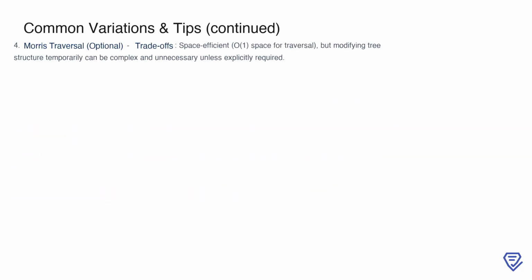Finally, there's the Morris traversal approach, which is an advanced technique that uses O(1) space for traversal by temporarily modifying the tree structure. While this method is space efficient, it can be tricky to implement and unnecessary unless specifically required by the problem. For most scenarios, the other methods we've discussed, recursive or iterative DFS and BFS, are more straightforward and sufficient. Morris traversal is worth exploring if you're looking to expand your toolkit, but it's important to weigh its complexity against its benefits for this particular problem.